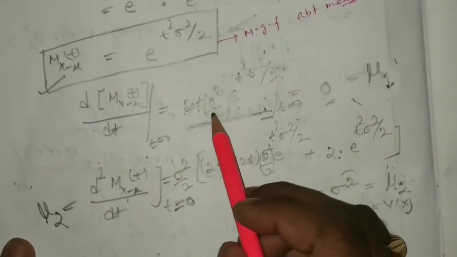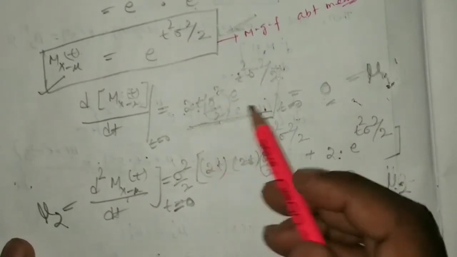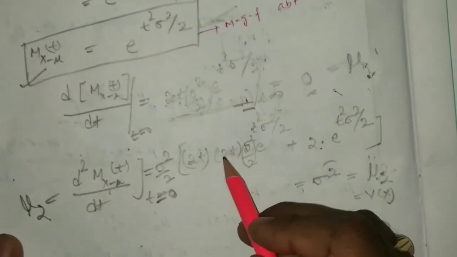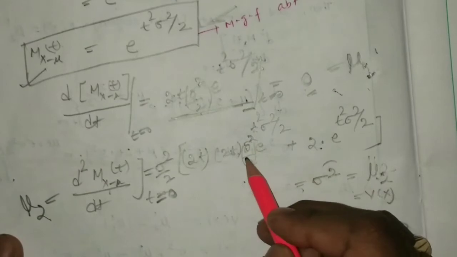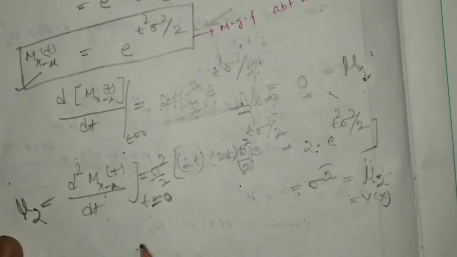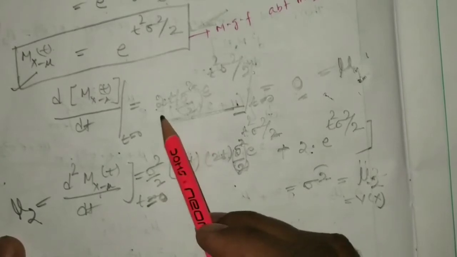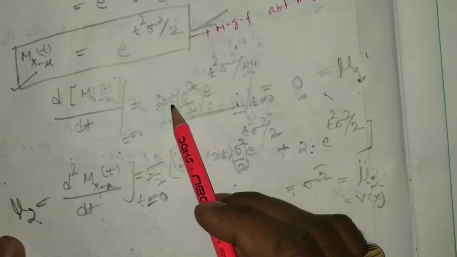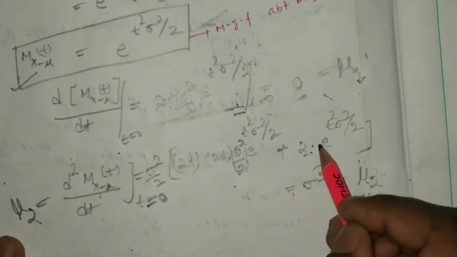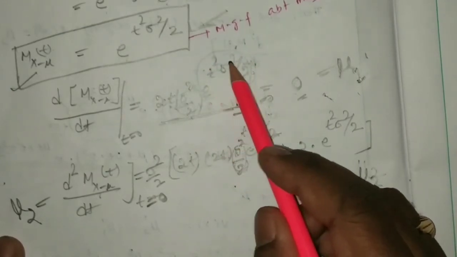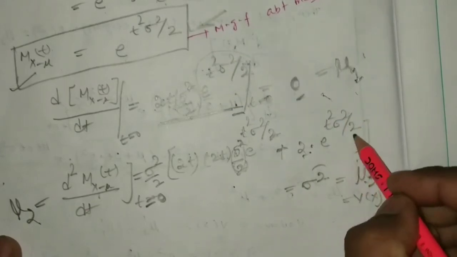You see, consider the product formula. Here 2t is kept as such, and the derivative of e to the power t square sigma square by 2 will be nothing but 2t into sigma square by 2 into e to the power t square sigma square by 2. Plus we have to consider the derivative of 2t, which will be 2 with respect to t, and this one, e to the power t square sigma square by 2, right?